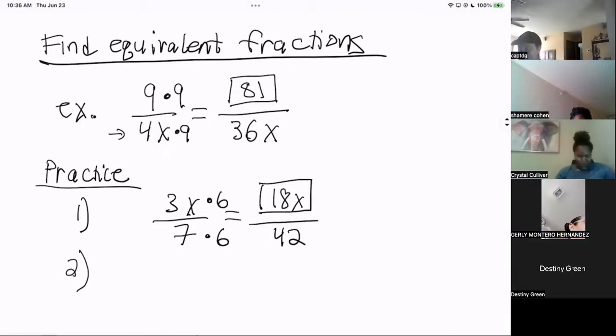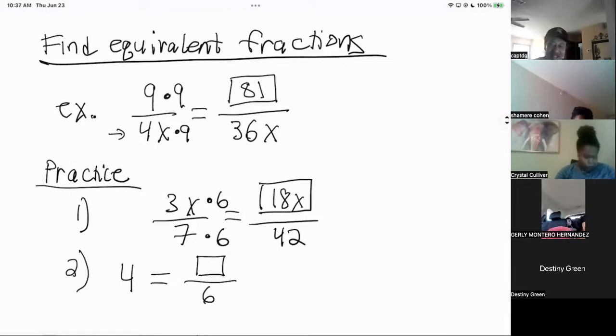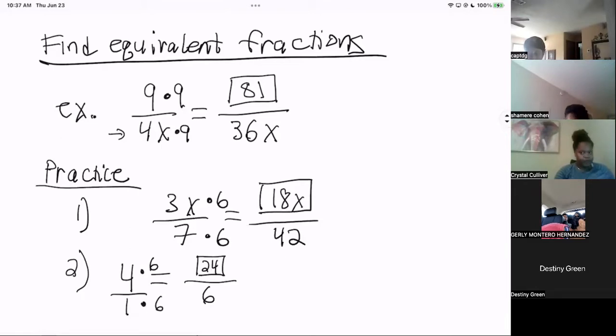Two. 4 is equal to something over 6. I'm gonna make it small. What do you do when you don't have a fraction? It's a whole number. Remember, it really is over 1. Any whole number is over 1. Now I can see what to do. I have to multiply the denominator by 6 to get 6, which means I multiply the numerator by 6, which means 24 was my answer. So don't forget that every whole number is really over 1, and you can work that way.